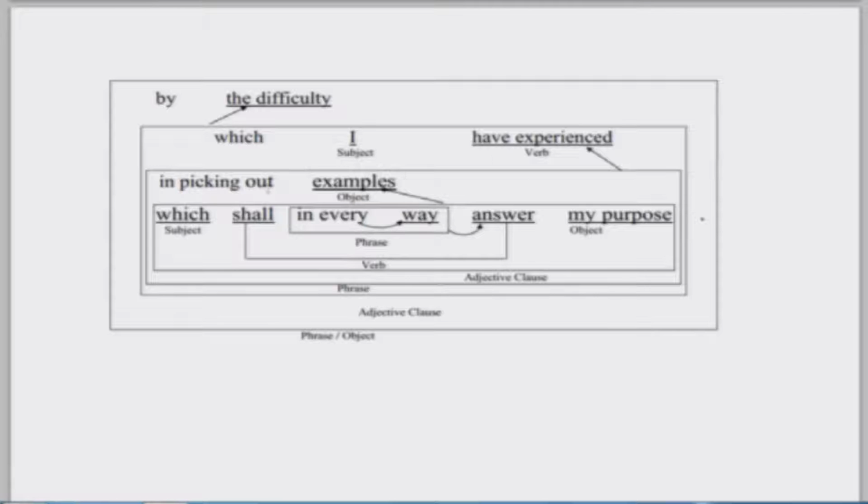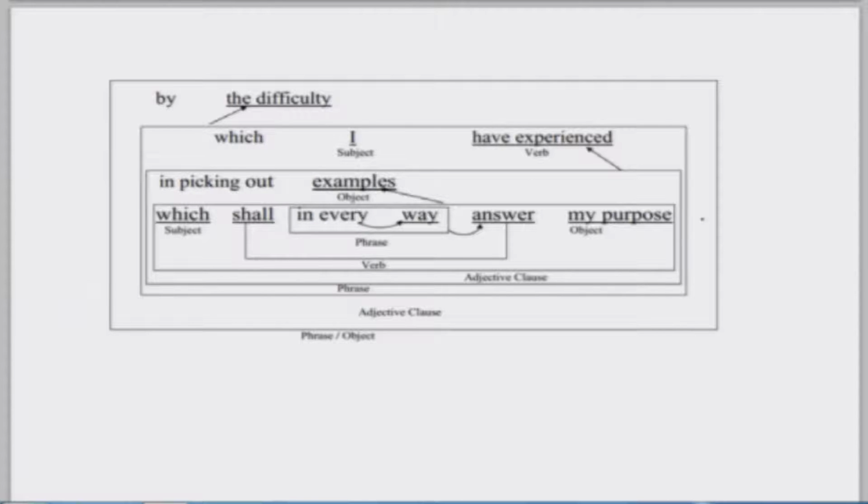I have experienced in picking out, adverb phrase, in picking out examples, and examples are qualified by this other subsidiary clause, which shall answer my purpose. And answer how? In every way. Shall answer is the verb, in every way is qualifying that. It is the adverb. So, this is the complete analysis of this sentence.